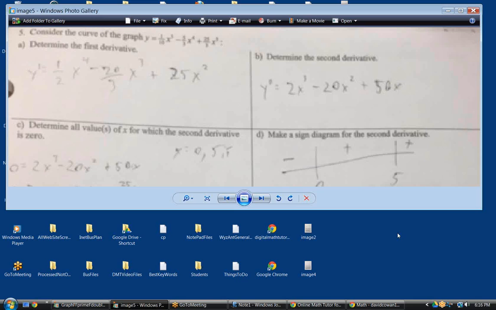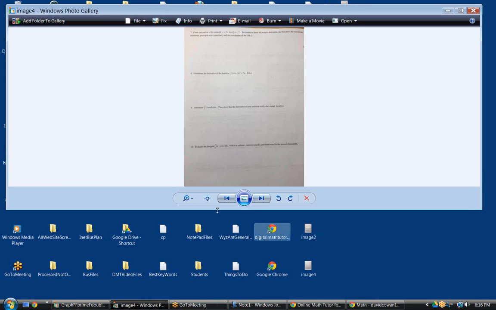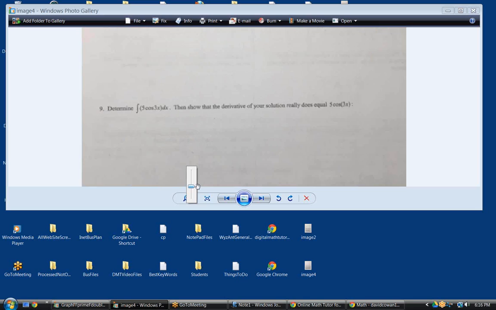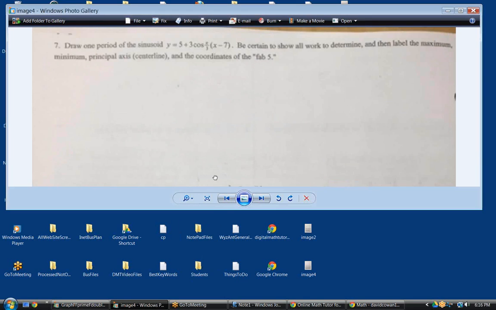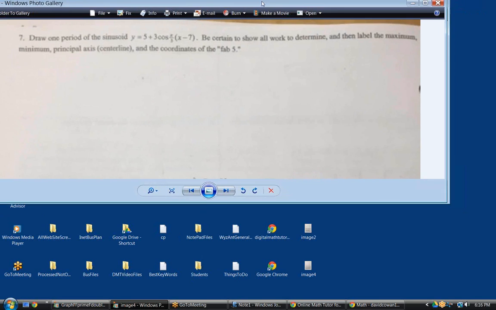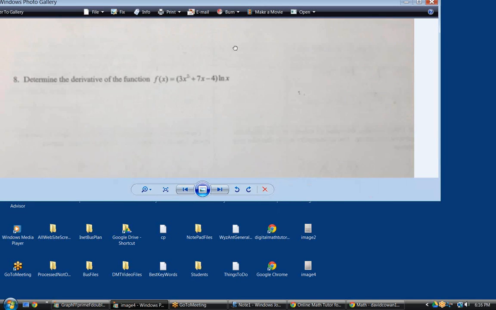Oh, the last page, the very last page. I don't know why it skipped image 3. Now see, I got image 1, 2, 4, and 5. Let me open up image 4. Is this the one you want? Yes. Okay, good. You know how to do 7? Yes. I also know how to do 8, but 9 and 10 are the ones I'd have trouble with.